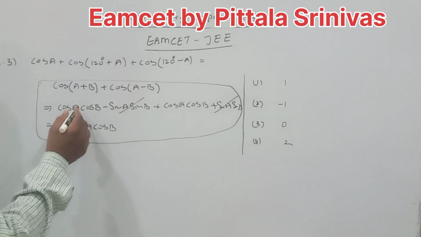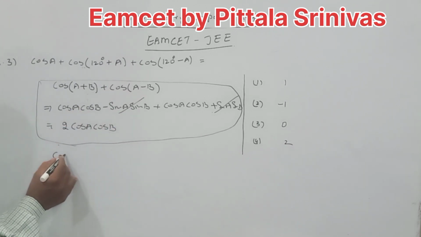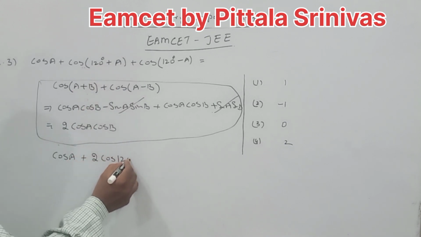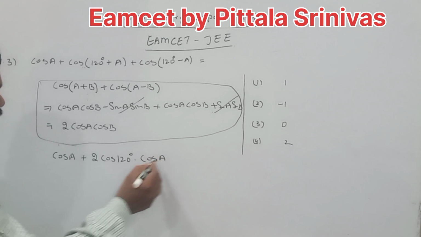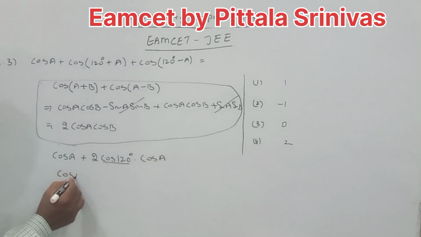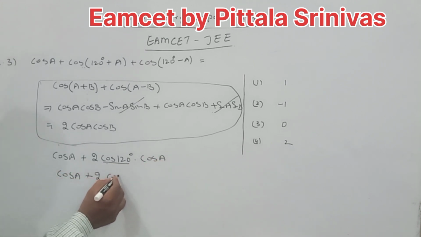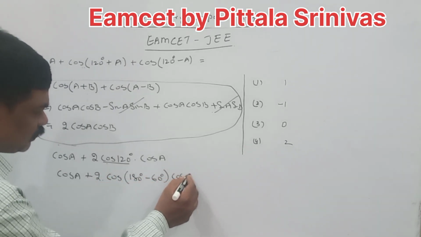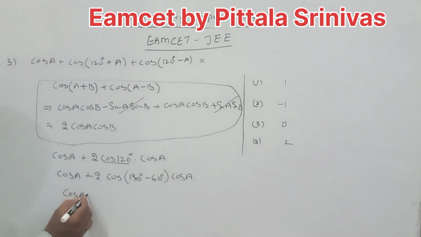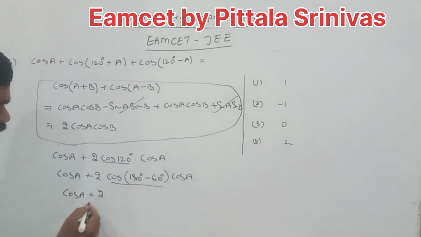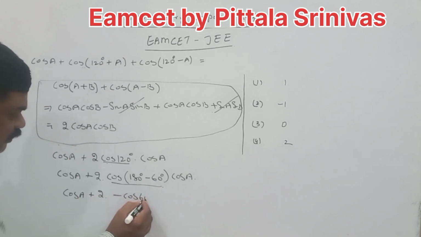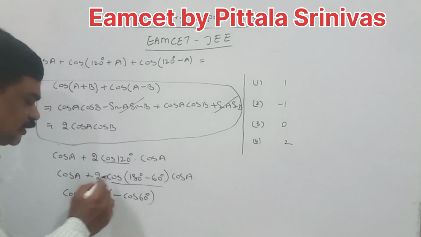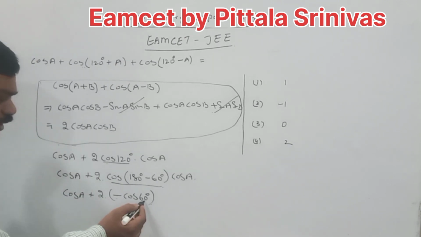Okay, all of you. So 2 cos A cos B. So first cos A plus this is 2 into cos 120 degrees into cos A. But cos 120 degrees is equal to what? Cos A plus, this is cos of (180 degrees minus 60 degrees) into cos A. So cos A plus 2 into, this one is minus cos 60 degrees. Why? Because this is the second quadrant. In the second quadrant cos is negative. So minus cos 60 degrees.